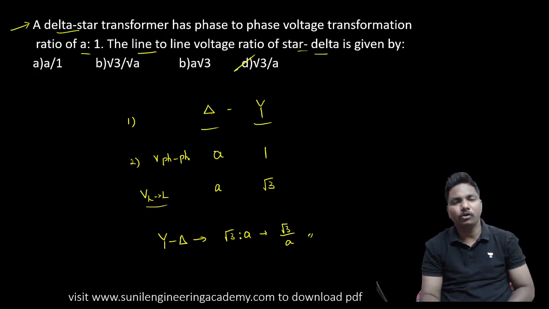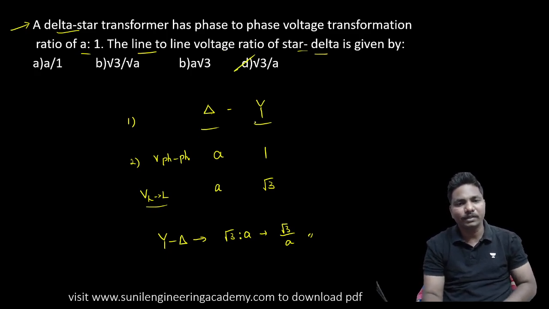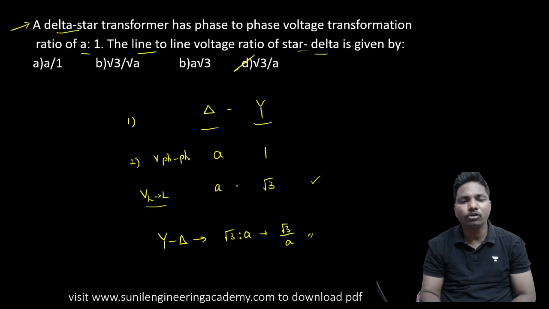So like that you have to do. First step, note whatever transformer they have given. Second step, write down the phase to phase ratio they have given and convert it into a line value. If they are asking the same connection, give A by root 3. If they have given the reverse, root 3 by A.